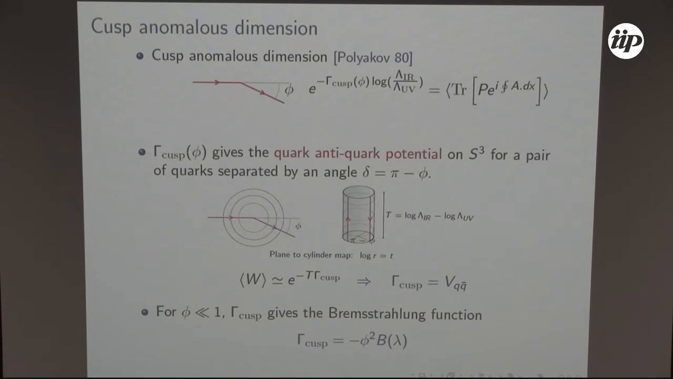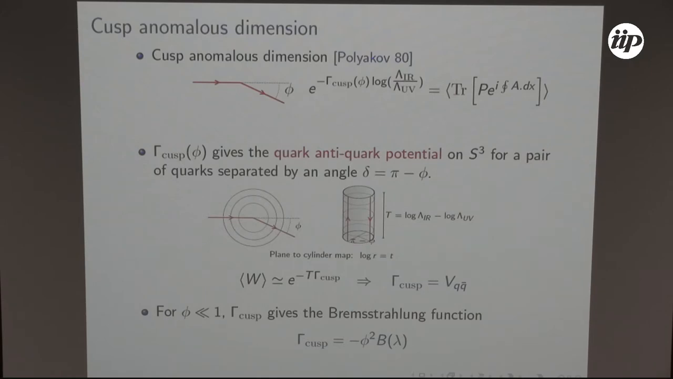How does it go? Well, for instance, you can go from doing asymptotic conformal field theory. You can map the plane to the cylinder through this change of coordinate, the logarithm of r equal to t, and a conformal transformation as well. And if you do that, you put the cusp in the center of the plane of your map, these lines that suddenly change direction are mapped to two parallel lines in the cylinder, which are not antipodal, but now separated by the angle pi minus phi, right?